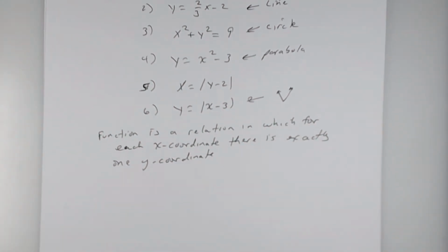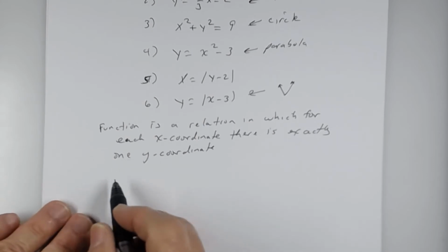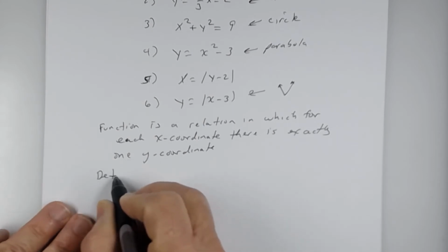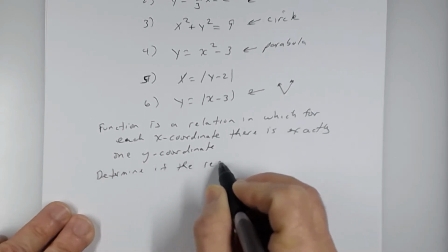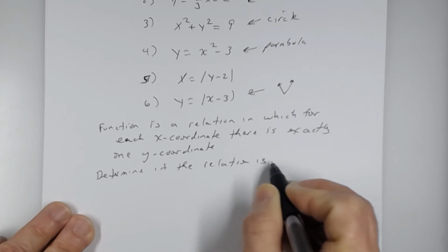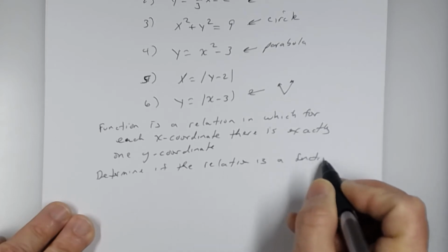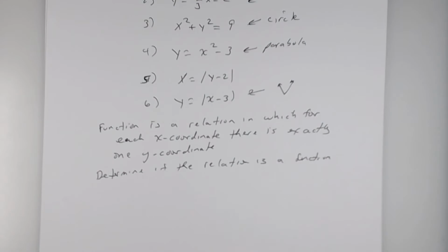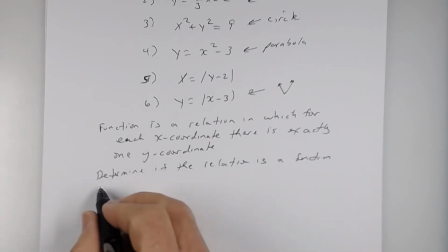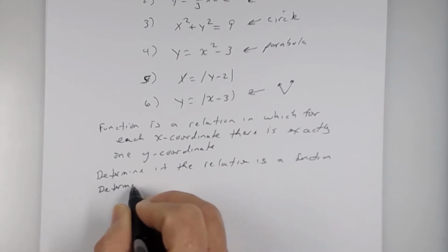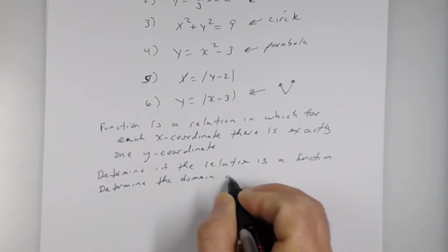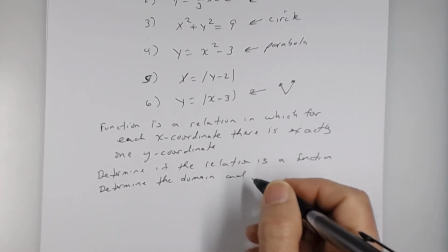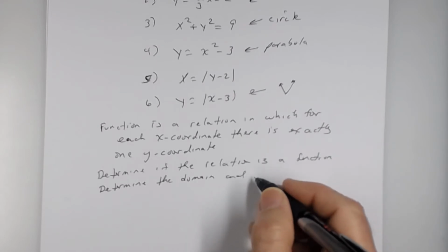So I'm going to write this set of ordered pairs, and the directions will say determine if the relation is a function. So determine if the relation is a function, and then determine the domain and range. In your test today, you had to find the domain and range of a circle. So same idea, determine the domain and range.